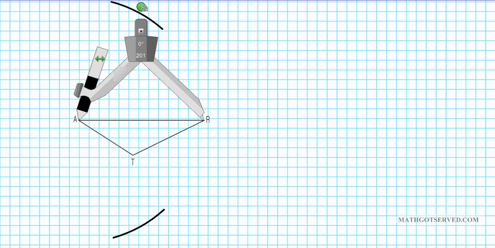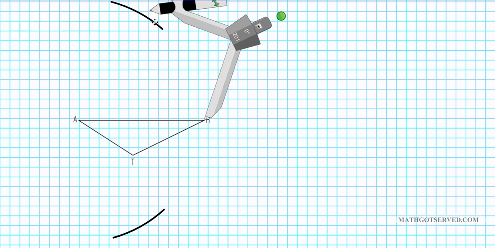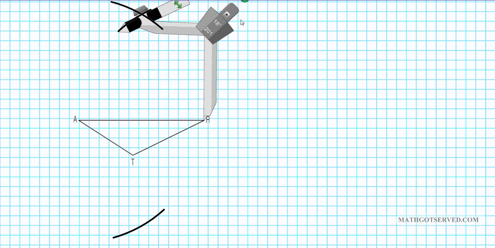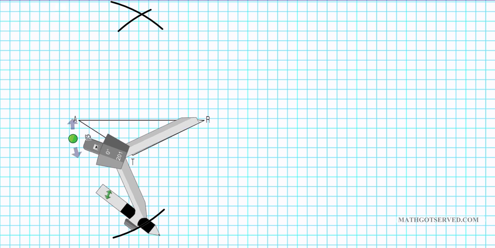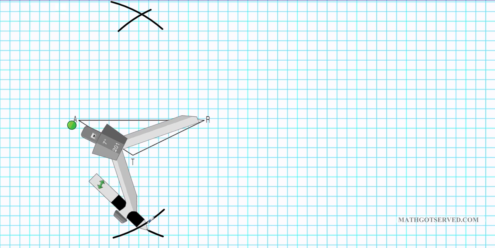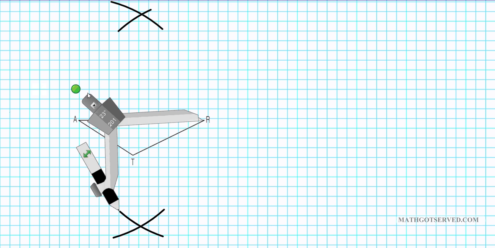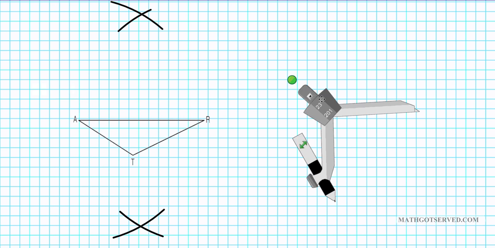So let's just scroll up. And then that goes the first arc. And then go down there and draw the second arc. All right, so that's what we're done. We're done with the compass now.